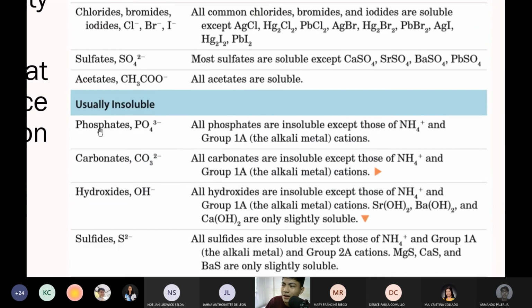Ito, phosphate. Ano sinabi sa phosphates? They are insoluble. Ibig sabihin, precipitate sila, unless you pair them with ammonium and group 1. Kanina ba naka-pair yung phosphate natin kay copper? Ammonium ba yun? Hindi. Group 1 ba yun? Hindi. Ibig sabihin, it is insoluble.